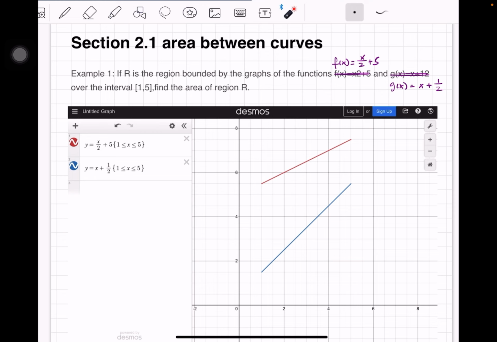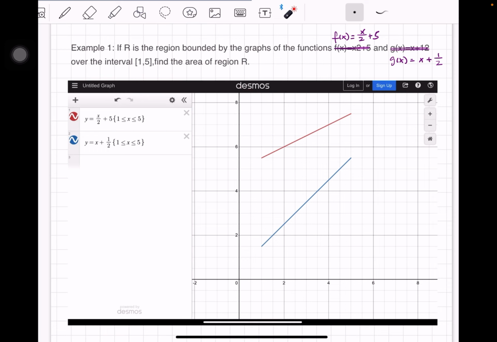From Desmos, I graphed both functions. Desmos is a really nice tool that will help us in this section. I graphed the first one, y equals x over 2 plus 5, and since we only want the interval from 1 to 5, I restricted Desmos to show only the piece from x equals 1 to 5. Then I also graphed y equals x plus 1 half over the same interval, x between 1 and 5.